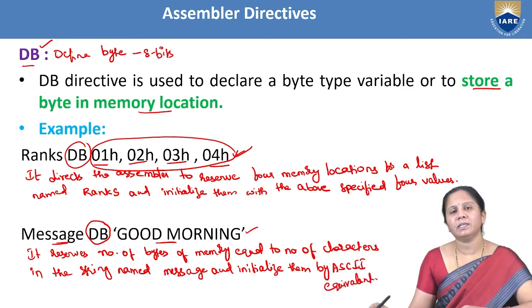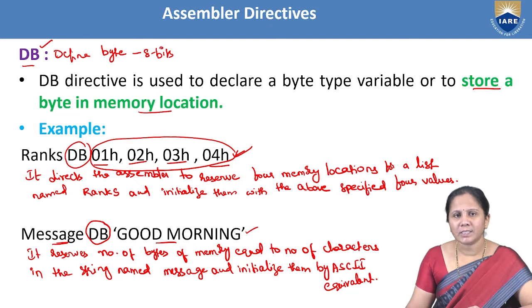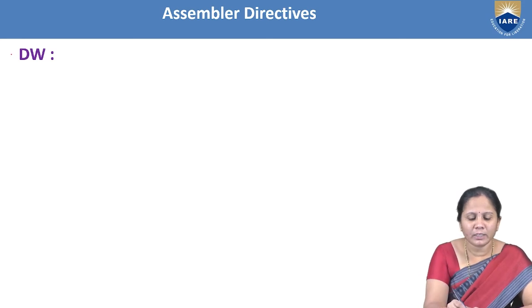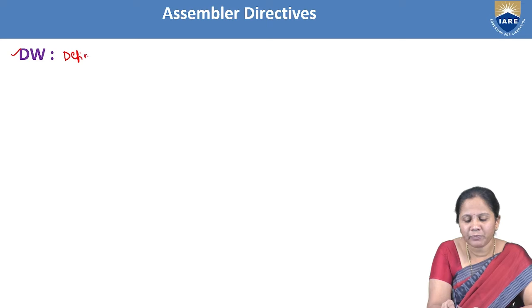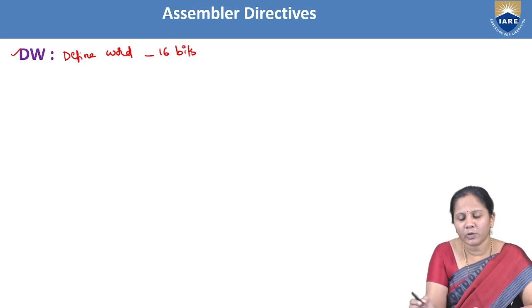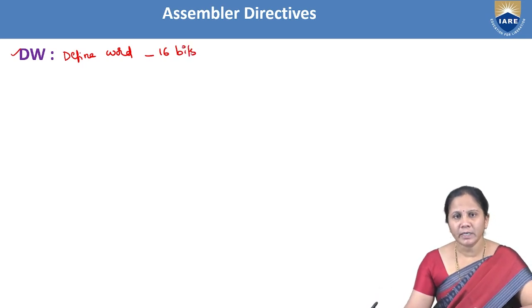Okay, so all these characters will be stored in the memory which we have reserved in the form of ASCII equivalent. So this is what is defined by the assembler directive. And the next assembler directive is DW. DW represents define word. So we know word means 16 bits. Same as DB, DW also, but it is going to reserve 16 bits.